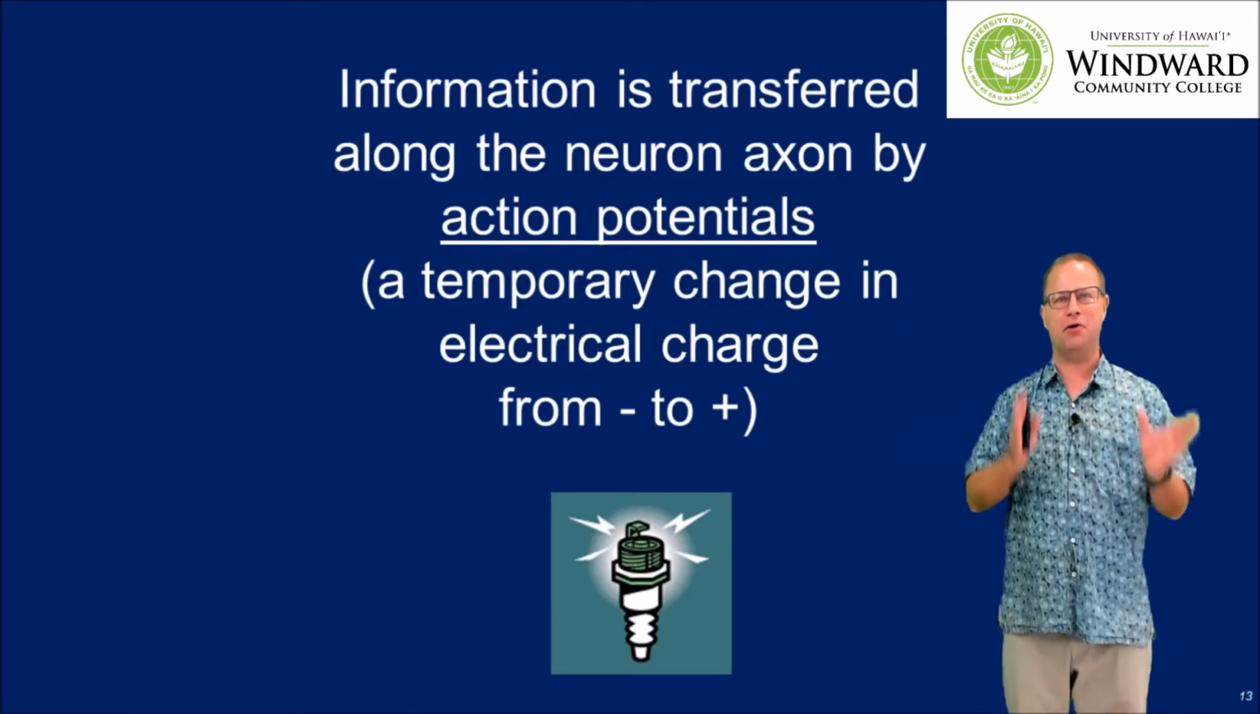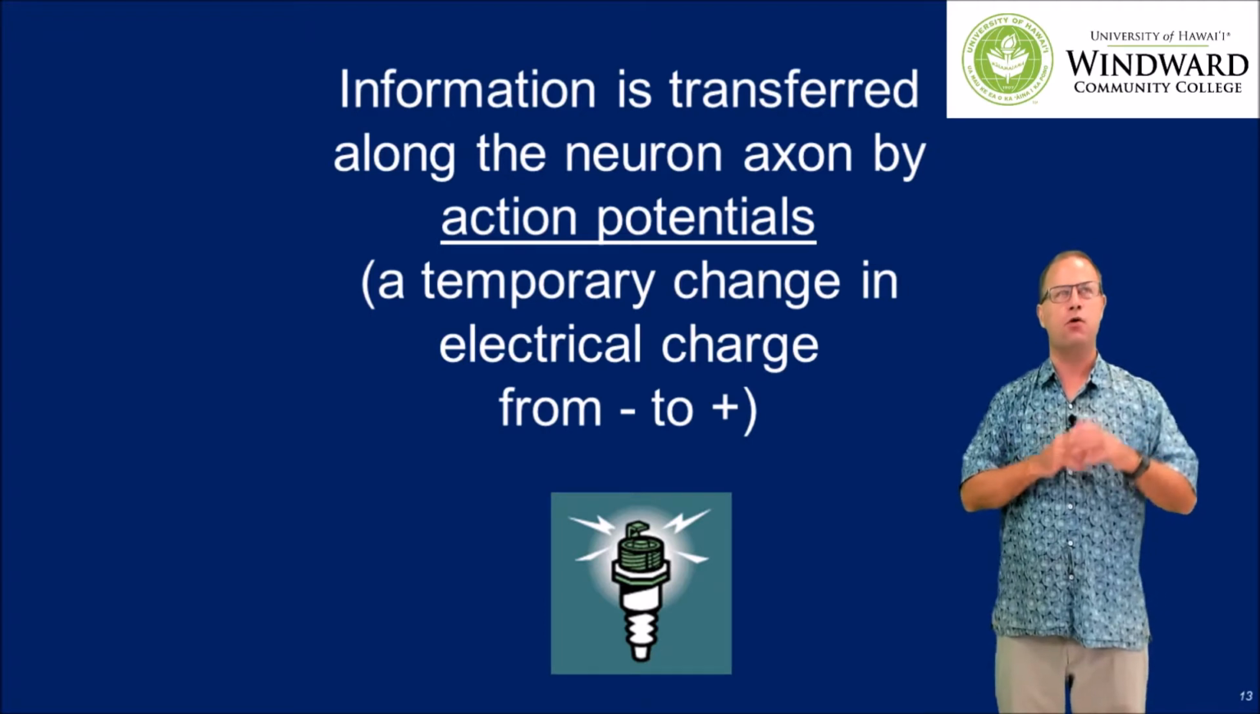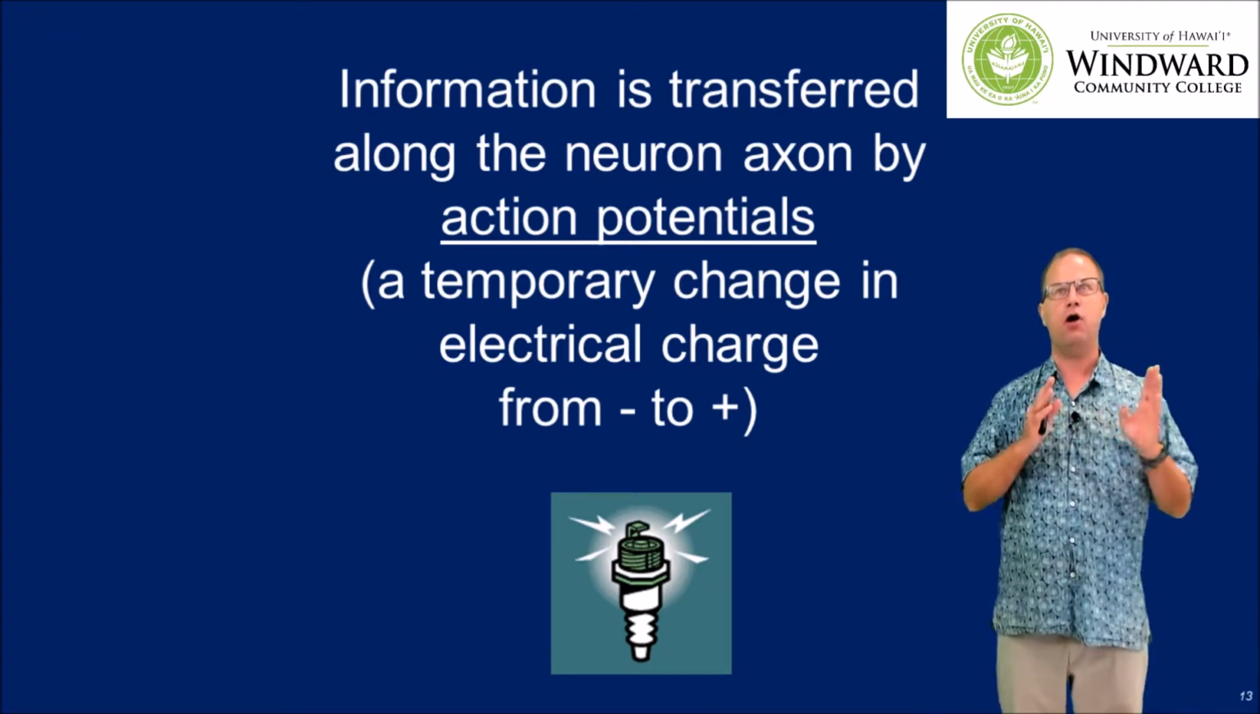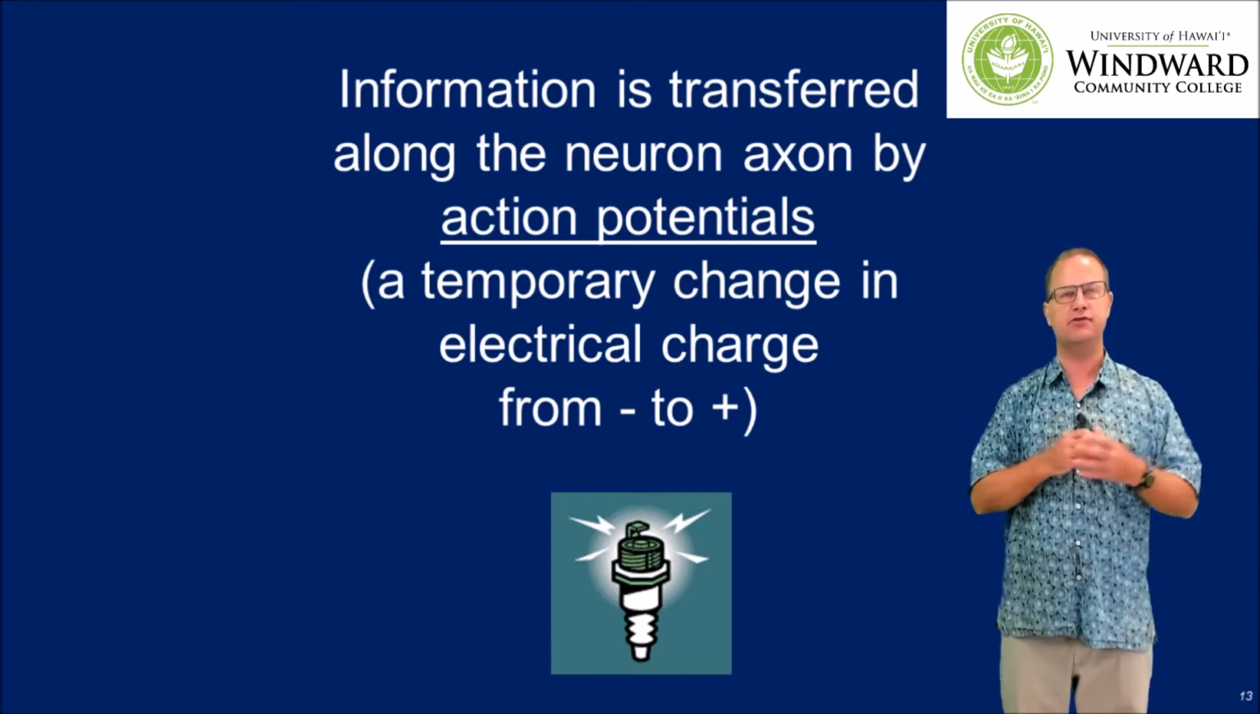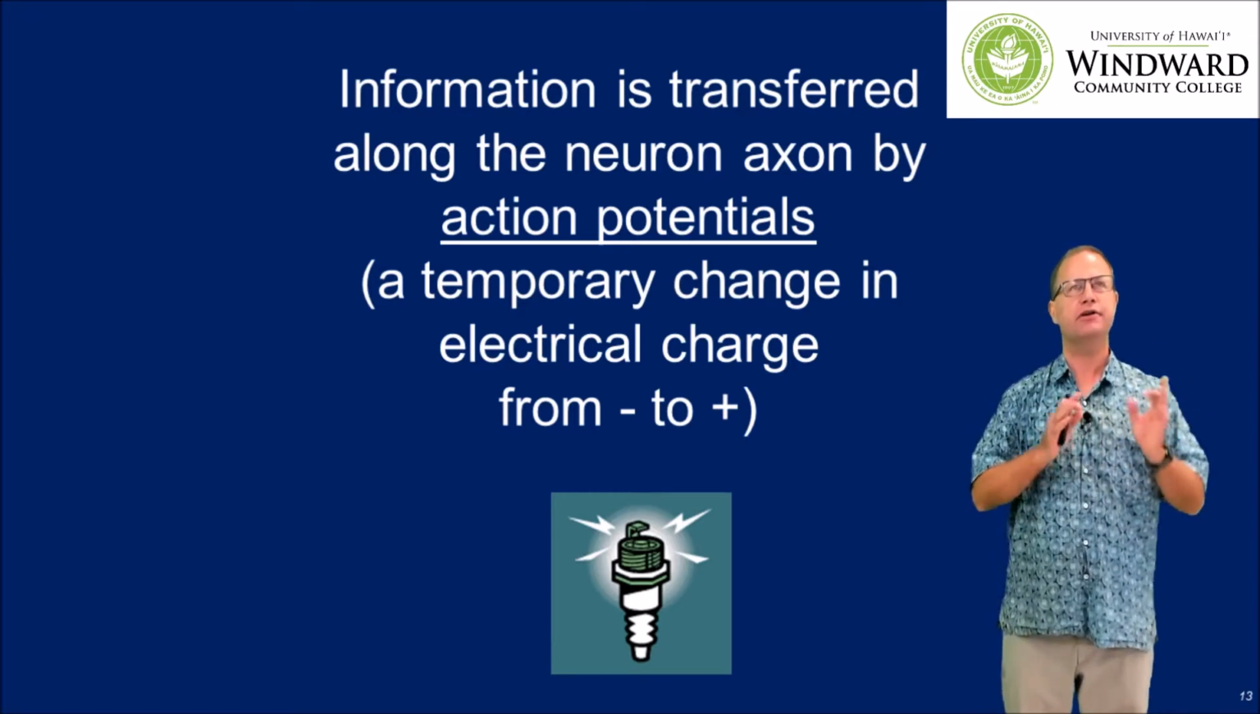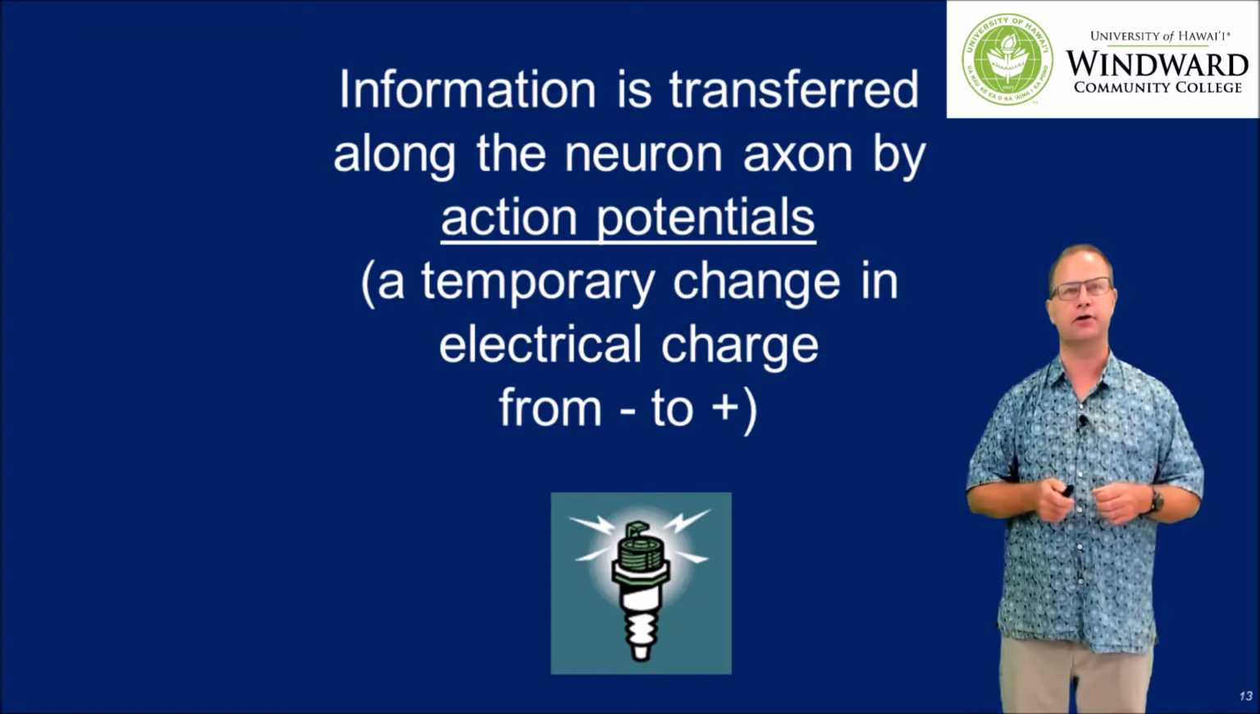Okay, now we're at the big part of the lecture. So here you need to pay attention. We're going to talk about how information is transmitted along a neuron. We've already said that it's transmitted as an electrical potential called an action potential, but now we're going to talk about how that action potential occurs.